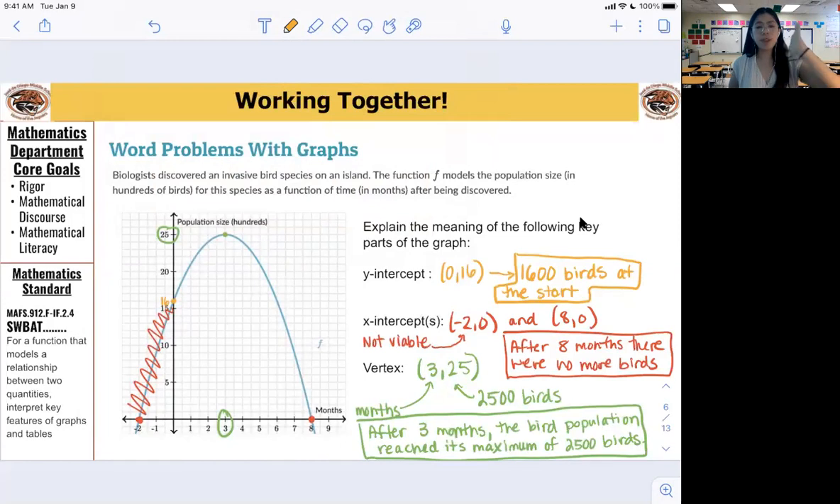All right, so that's basically how it goes when you see a graph like this that actually has something to do with the real world. It's important to understand what all of the different parts of the graph actually are telling you. Do I have any questions on this problem?